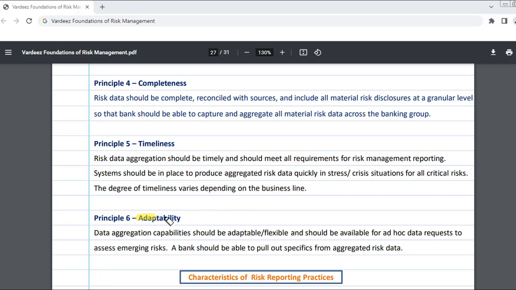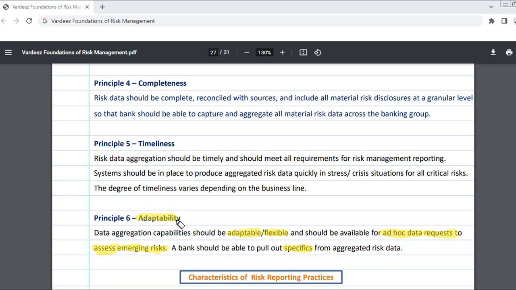And principle number 6 is adaptability. Data aggregation capabilities should be adaptable, this goes without saying, and the data aggregation should also be flexible and available for ad hoc data requests. Ad hoc is something that comes up as and when needed. The data aggregation should have such capabilities that it can handle all the requests as and when they come, so that the bank can assess any emerging risk. A bank should be able to pull out specifics from aggregated risk data.